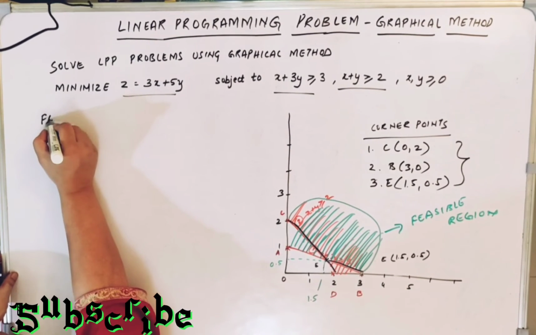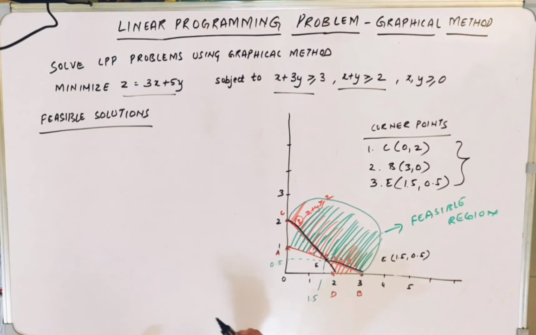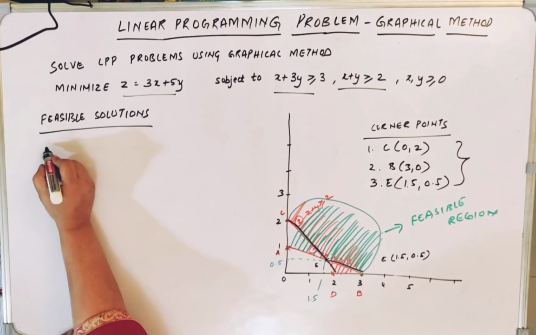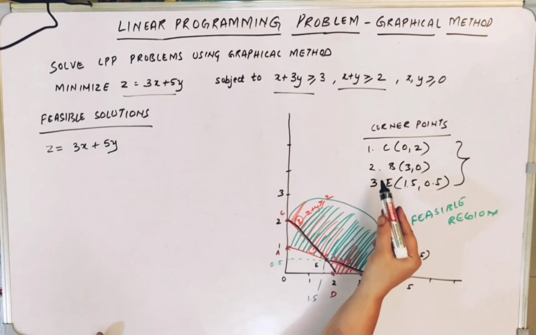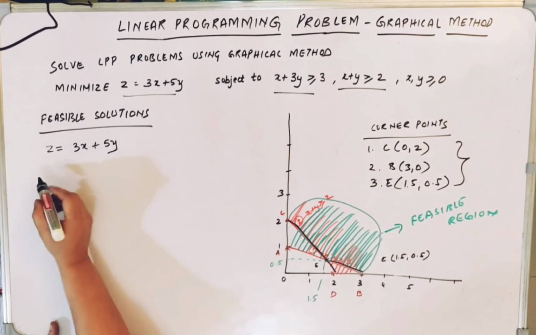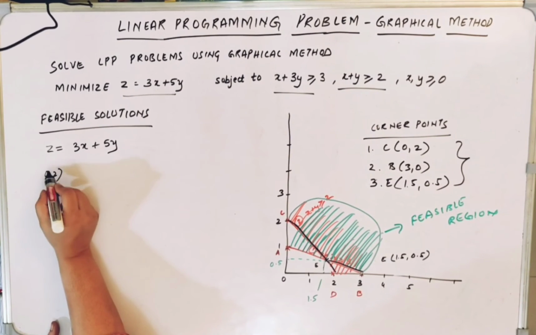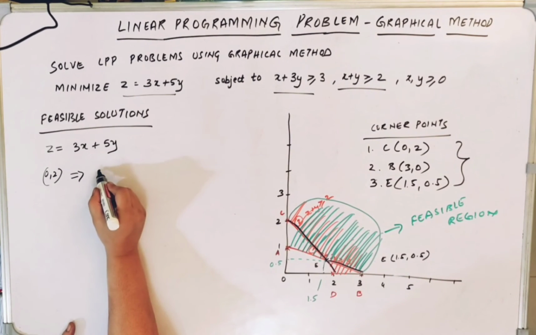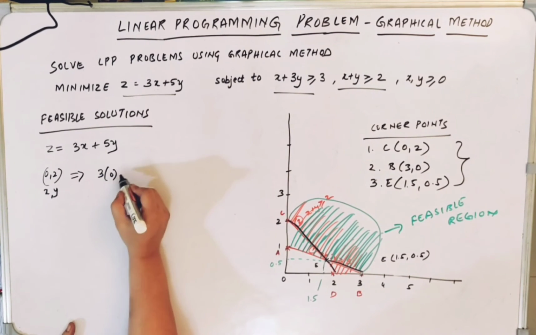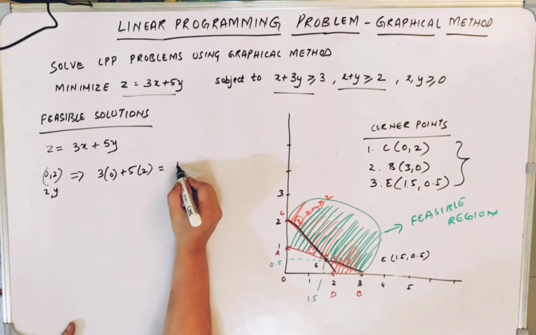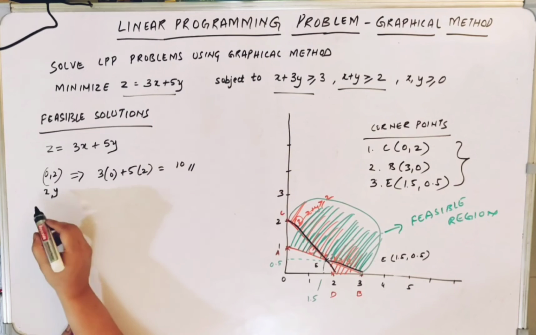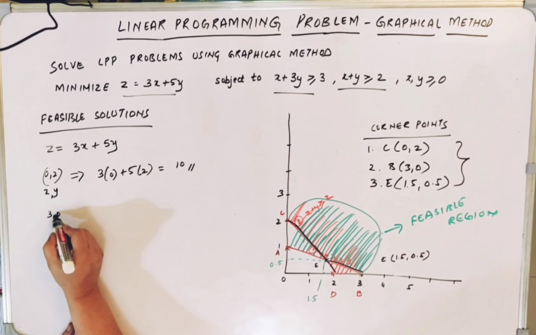Now we'll have to arrive at feasible solutions. How do we get the feasible solutions? We have to take the objective function and substitute each of these points. So let's take the first point, 0, 2. Let's substitute in z. So what do we get? 3x plus 5y. So this is x and this is y. So 3 into x is 0 plus 5 into y is 2. So we get 0 plus 10. We get 10.